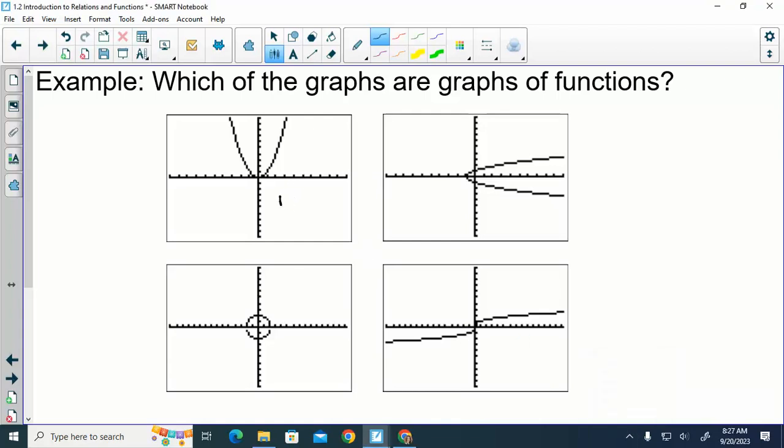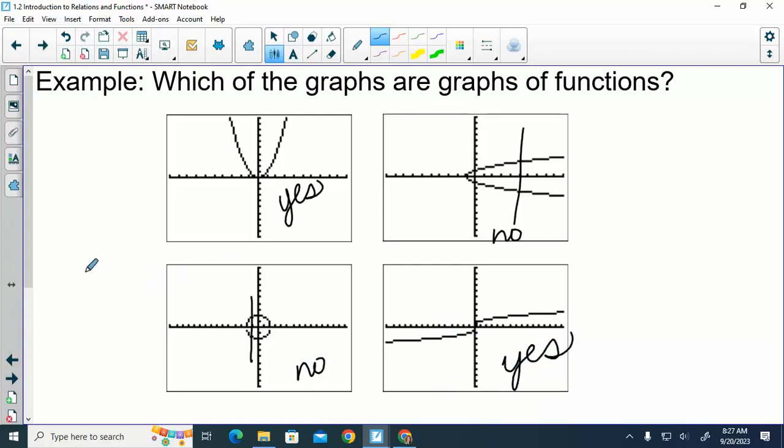Alright, so this one is a function, passes vertical line test. This one is not, because you can draw a vertical line that hits twice. This one is not. What about this one? Yes. Alright, we're good with that.